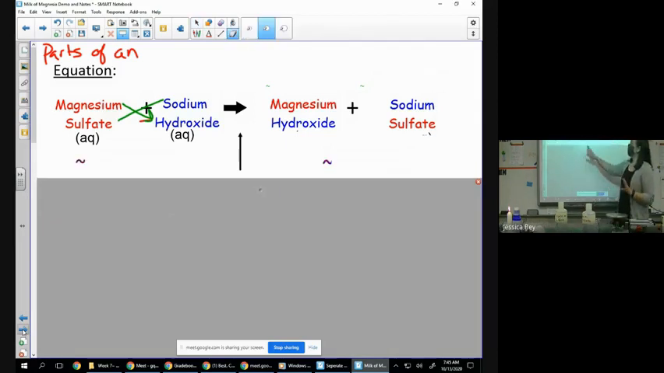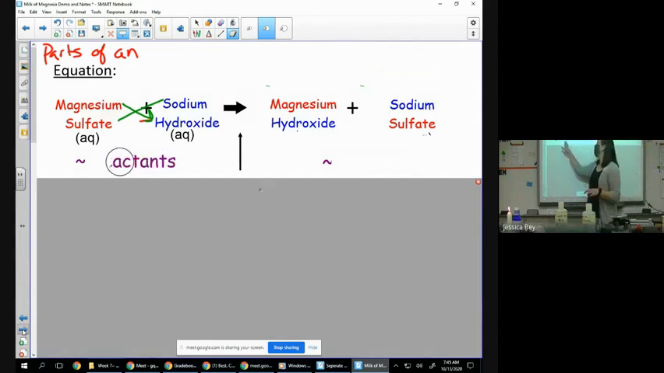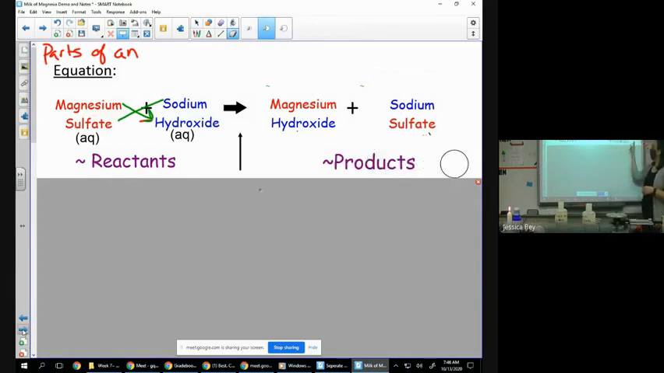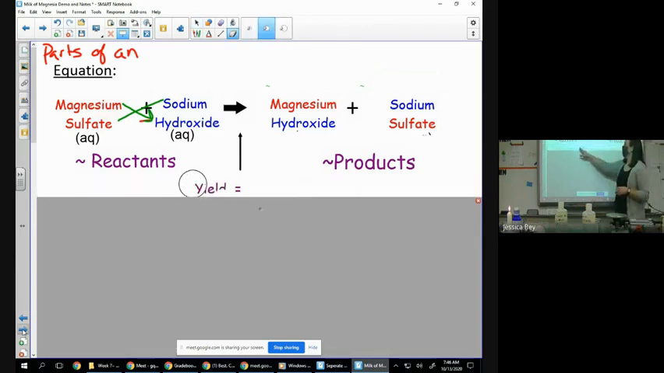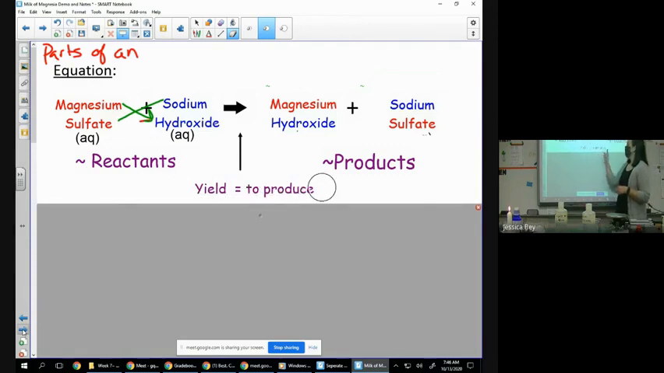The things that you begin with are called your reactants. I guarantee you this stuff will be on the test because I have to be able to say, hey, take a look at those reactants or balance your reactants, and you have to know where exactly to look. The things that you end with are called the products. And this lovely little arrow here means to yield or to produce.